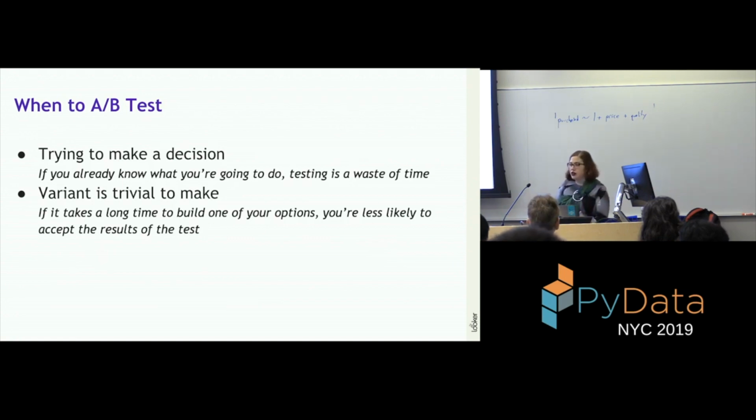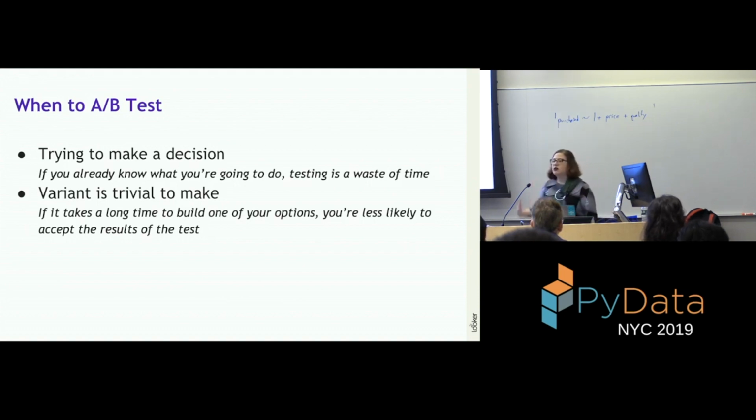Another scenario where people often try to A/B test is building a new feature. So they have some sort of product. The product as it is right now is version A, and the product with some new feature is version B. If there's an easy way to do that, then it's great to run an A/B test.